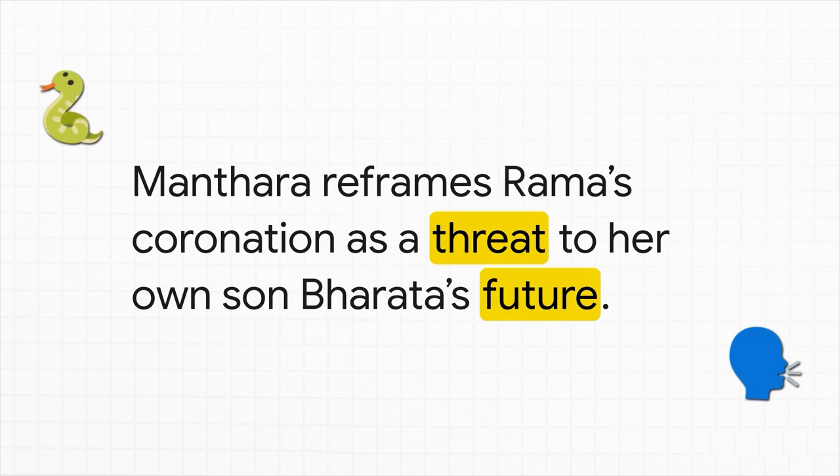She takes this wonderful event, Rama's coronation, and she reframes it. She twists it until Kaikeyi sees it as a direct threat to her own son's future. She skillfully poisons the frame until Kaikeyi's love turns into fear, and that fear turns into a devastating betrayal. It's such a stark warning about how vulnerable our frames can be.